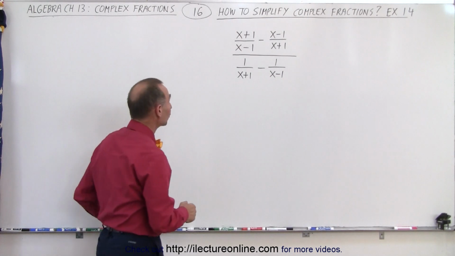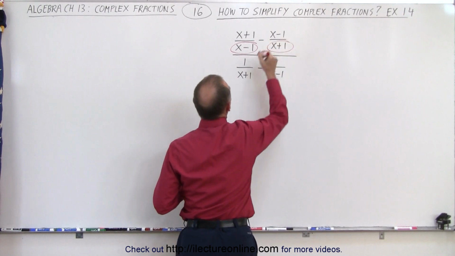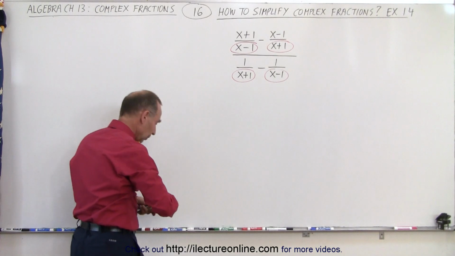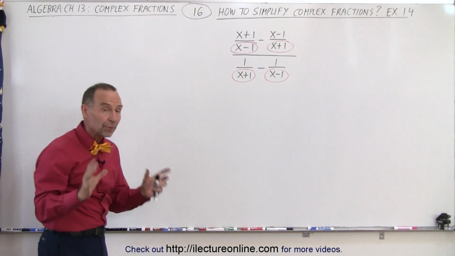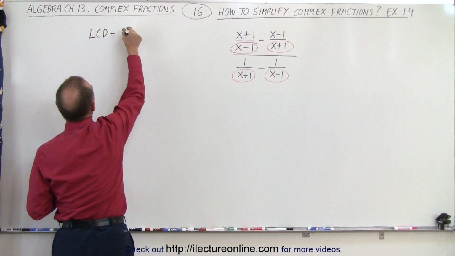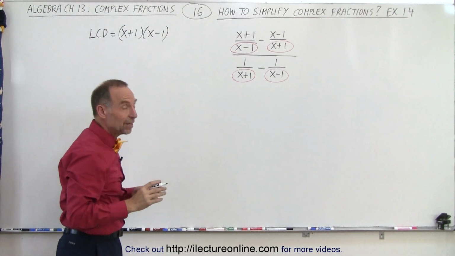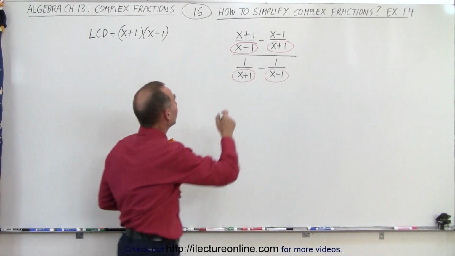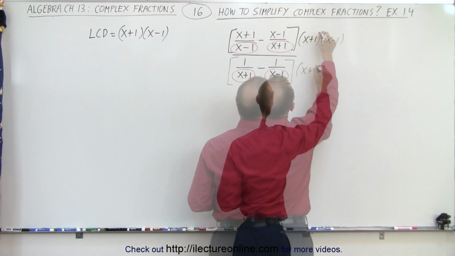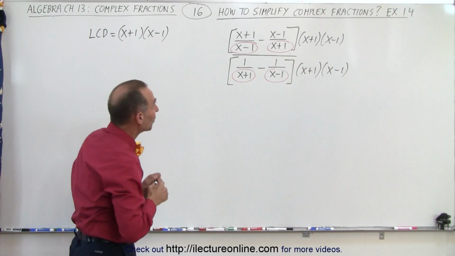First of all, we need to recognize all the denominators, and here we have an x minus 1, an x plus 1, an x plus 1, and an x minus 1. So the LCD, the lowest common denominator, is going to be a product of x plus 1 and x minus 1. LCD equals x plus 1 times x minus 1. And so that means we're going to multiply the numerator and the denominator by that product. All right, let's multiply and see what we get.